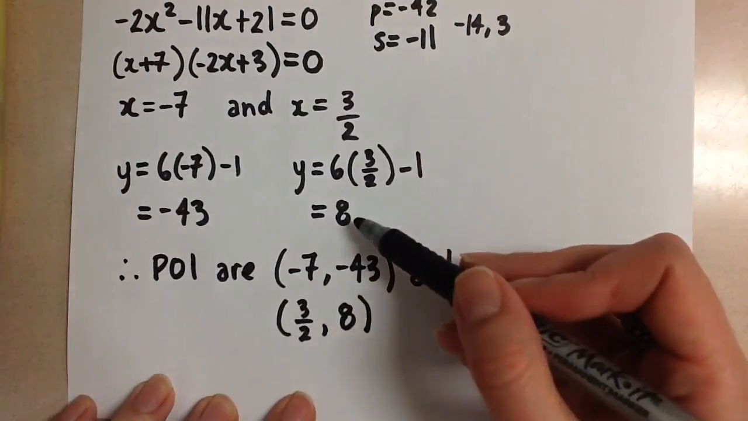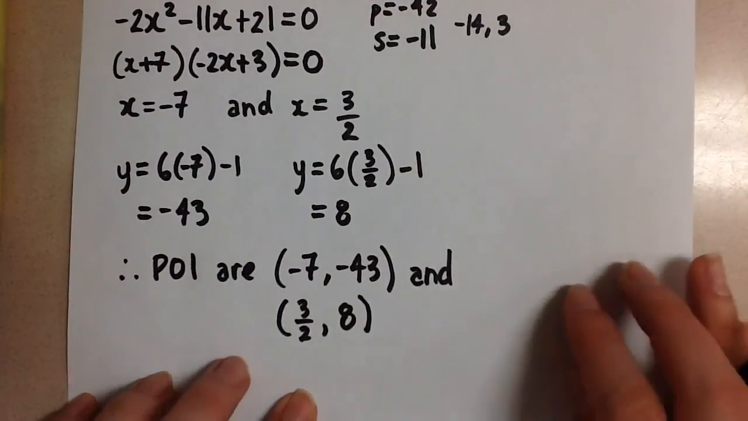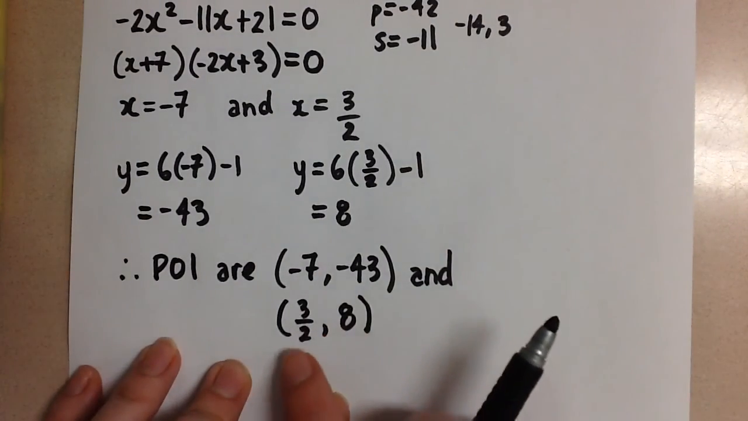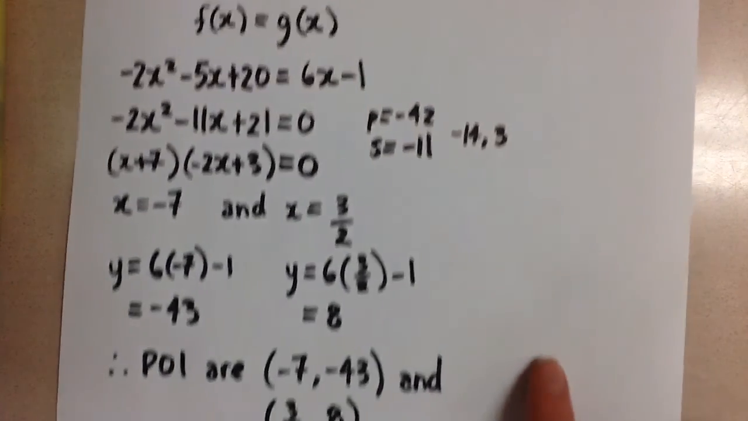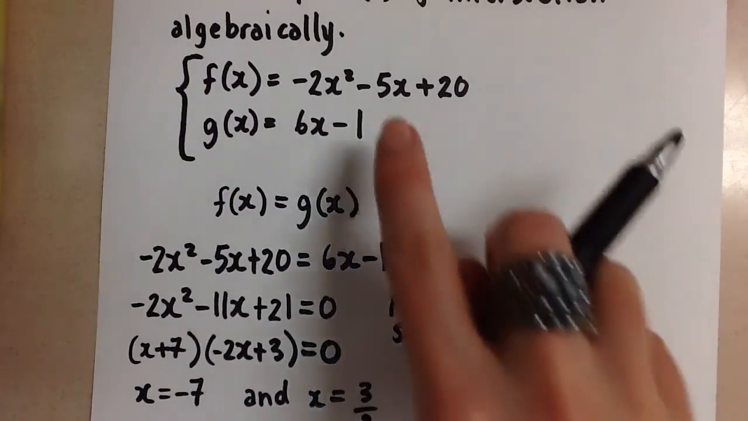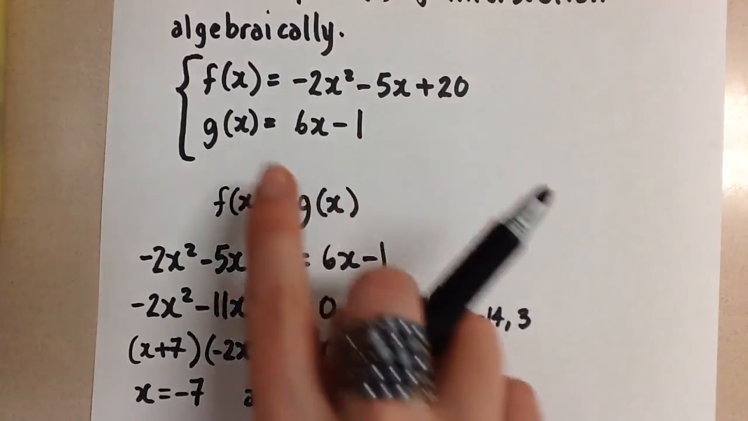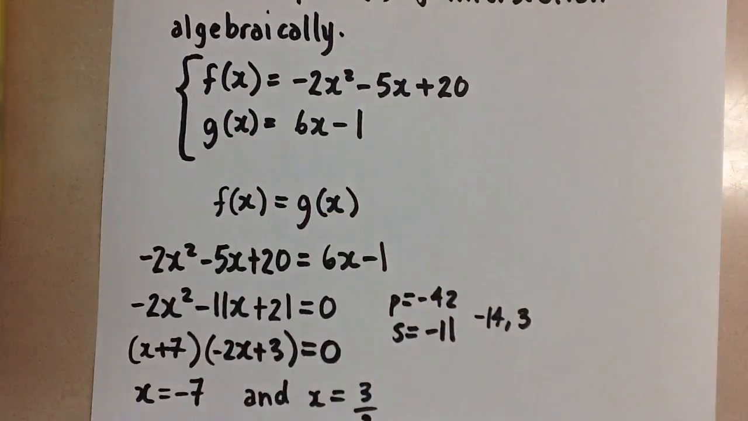From here and here. So if we wanted to, we could do a check, take these x values and plug them into both equations, and we should get the corresponding y values if we've done it correctly.